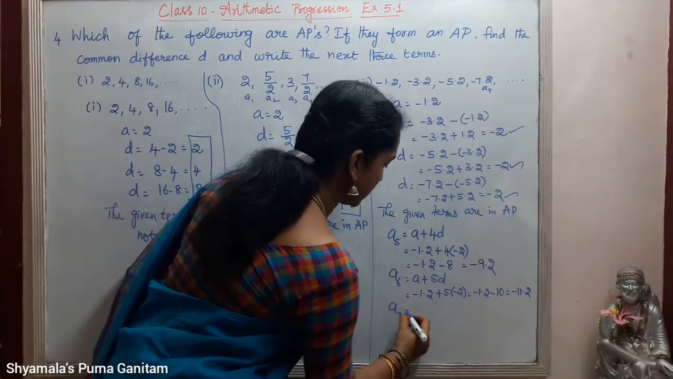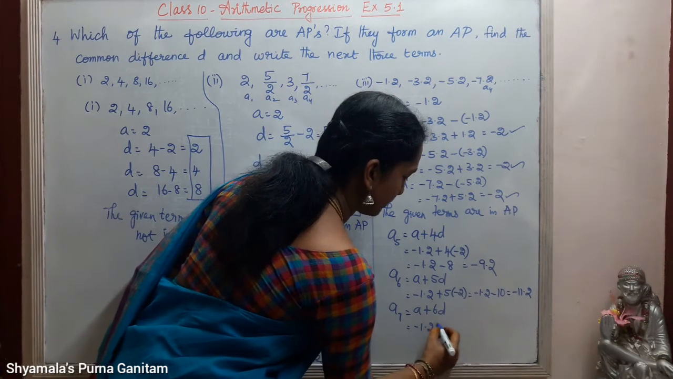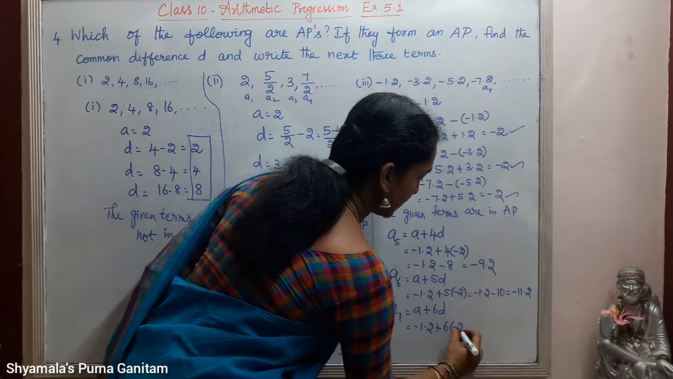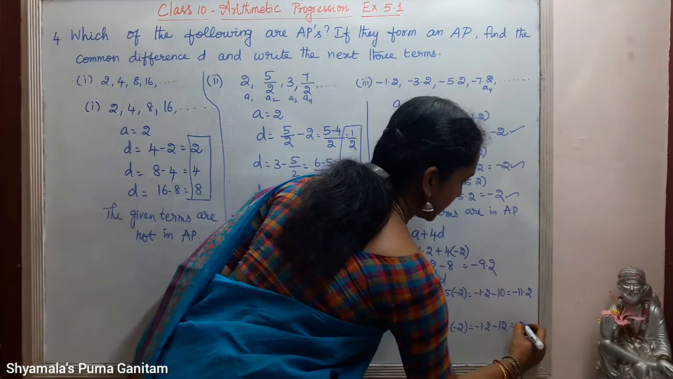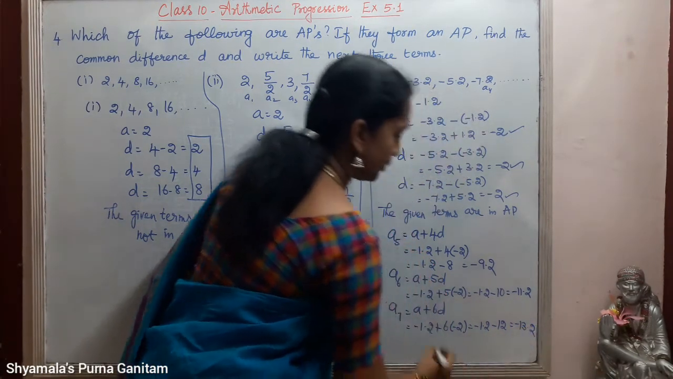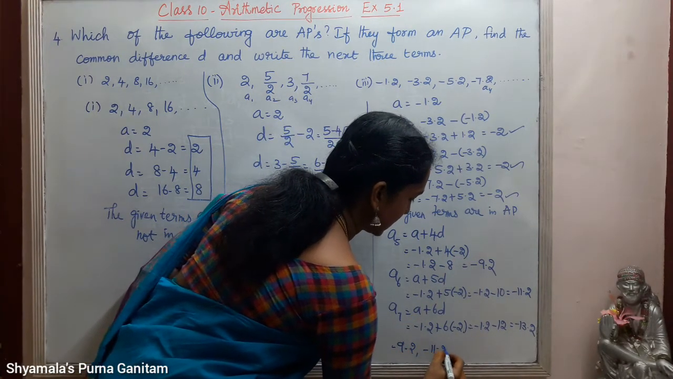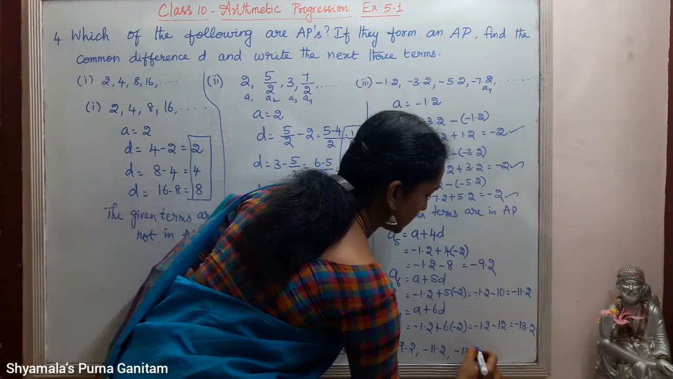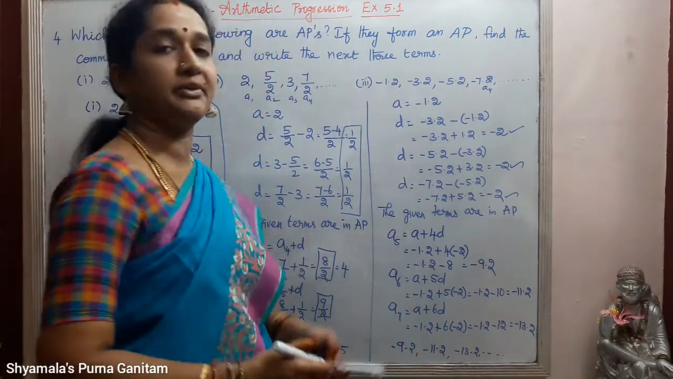Then A7 is A plus 6D. So that is equal to minus 1.2 plus 6 into minus 2. So that is minus 1.2 minus 12. So that is minus 13.2. So the next three terms are minus 9.2, minus 11.2 and minus 13.2. These are the next three terms for the given AP.